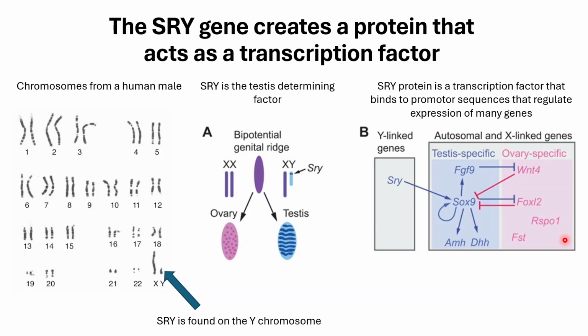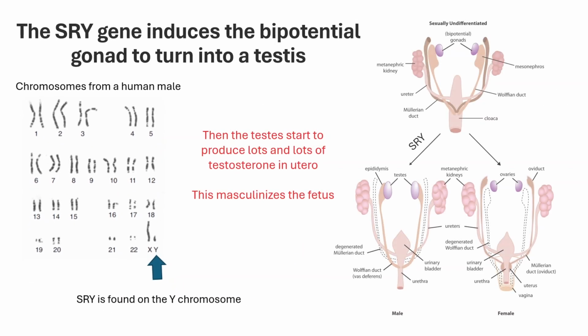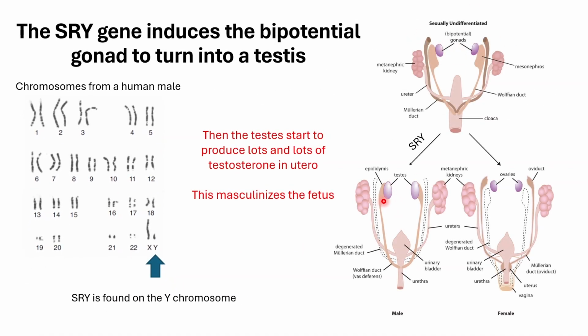So SRY is driving this entire process. SRY takes that bipotential gonad and pushes it towards the testis form and away from the ovary form. Eventually that bipotential gonad is turned into a testis, and the testes start to produce testosterone in utero, which then masculinizes the fetus. It leads to regression of some feminine reproductive structures, and masculinizes some of the reproductive structures to look masculine, such as turning the clitoris into a penis and closing up the vulva.